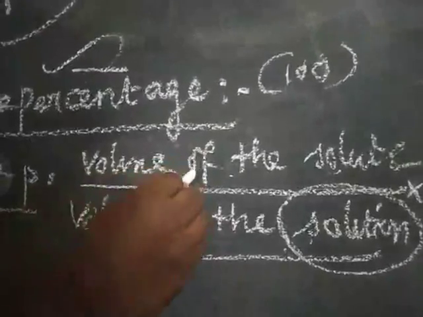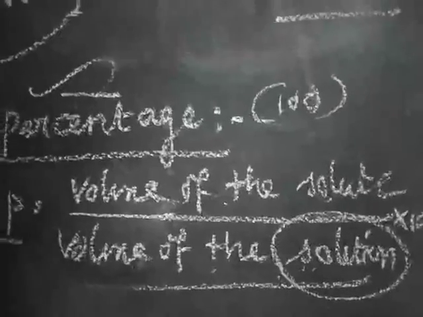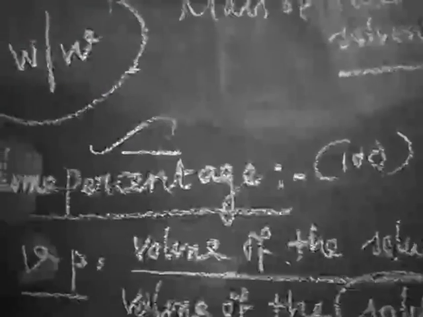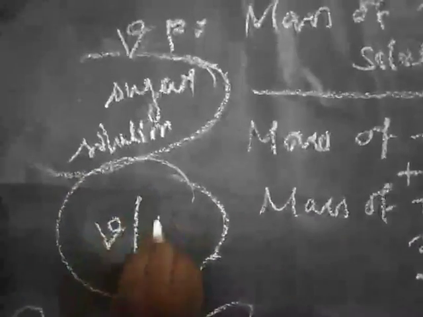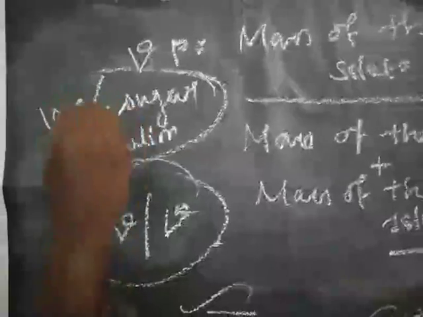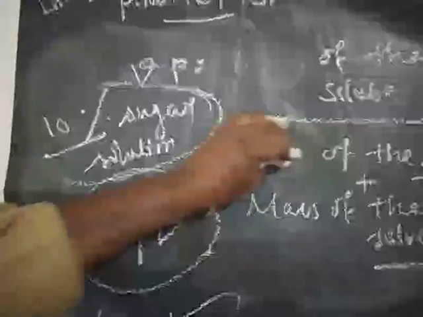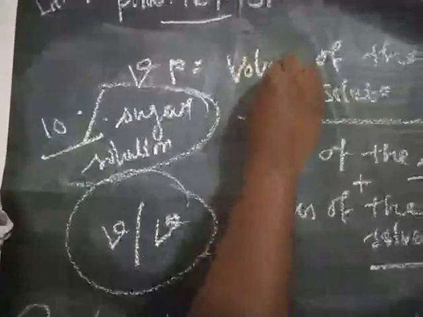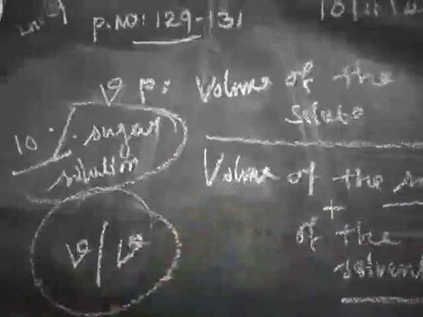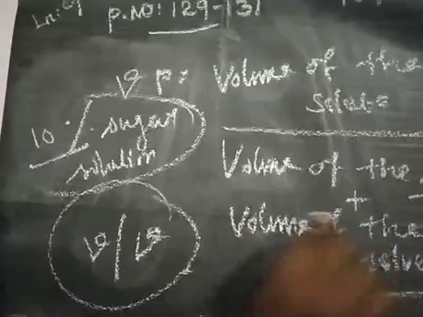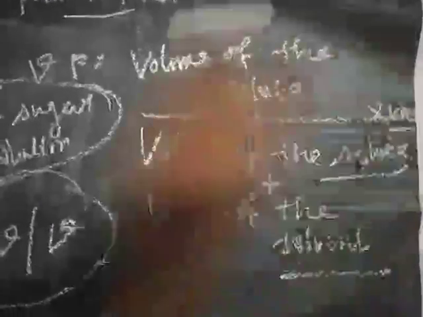So volume percentage is equal to volume of the solute divided by volume of the solution into 100. Here also, volume percentage is equal to volume of the solute divided by volume of the solute plus volume of the solvent, into 100.